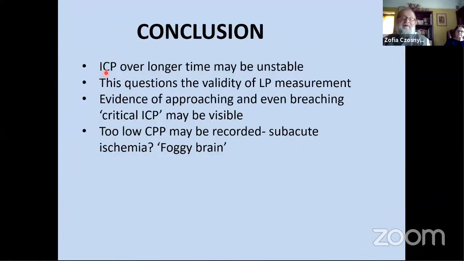In conclusion, ICP over longer time may be unstable in idiopathic intracranial hypertension. And this instability may question the validity of lumbar puncture measurements.